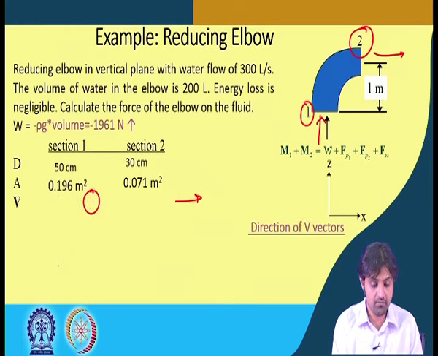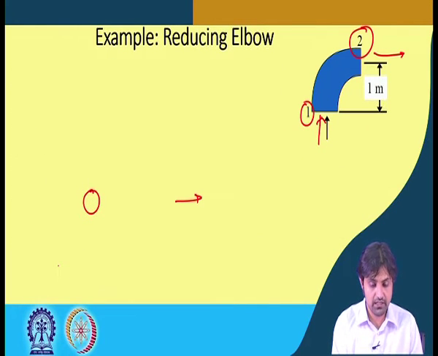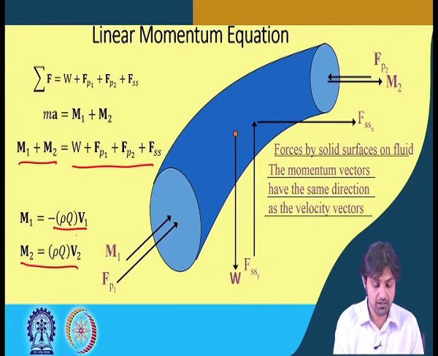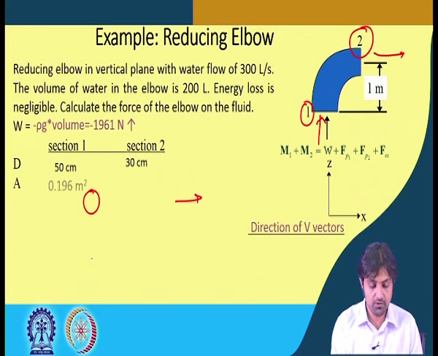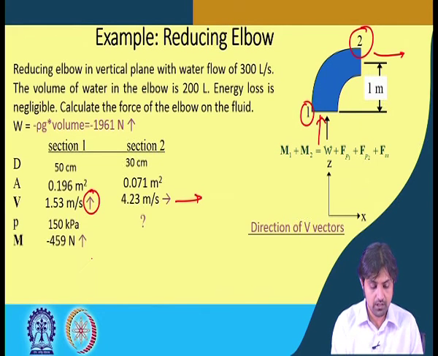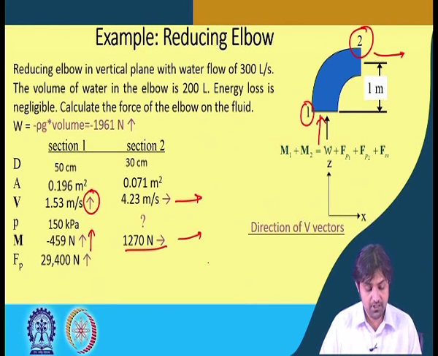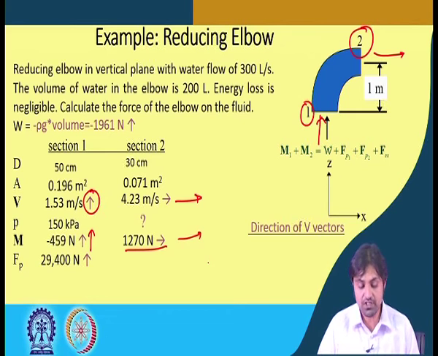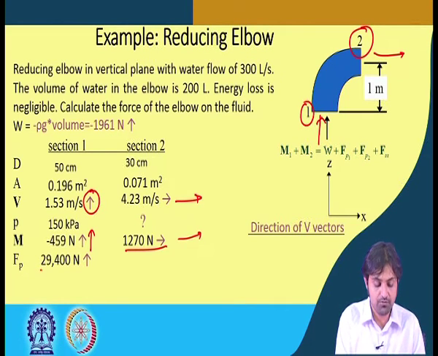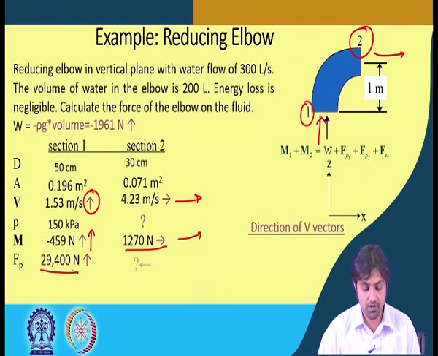How can you find M? You can see that in the slide below. M1 is minus rho Q v1, M2 is rho Q v2. You substitute that and you will be able to find M, and the direction is the same as the velocity vector at section 1, and it will be 1270 Newton in this direction. So Fp is going to be 29,400 Newton. We are going to see a more detailed problem in the upcoming slides, but the force due to the pressure is 29,400 Newton here.